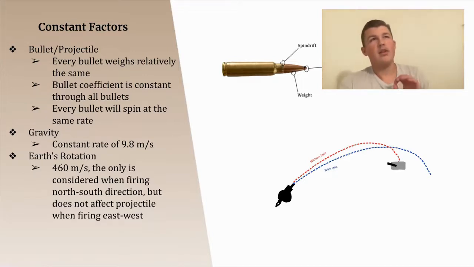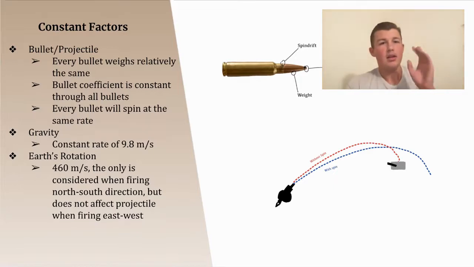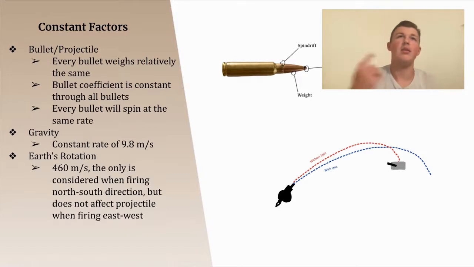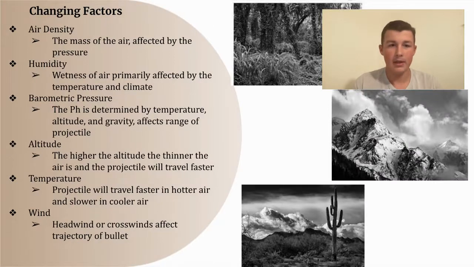But this factor is only considered when the bullet is fired in a north-south direction. So if it's fired east to west or west to east, it doesn't matter because it's running parallel with the rotation. If it's traveling perpendicular, that's when the factor is taken into consideration.